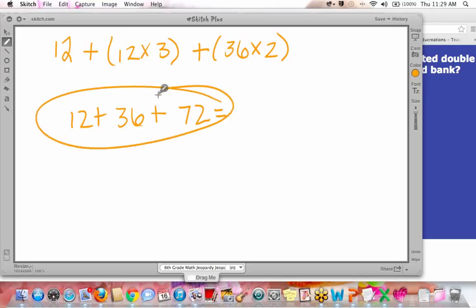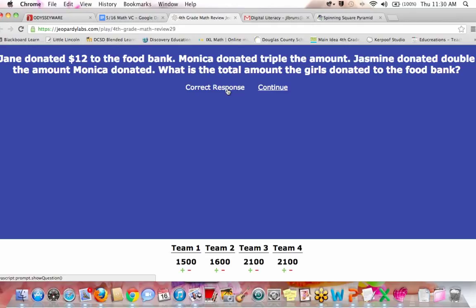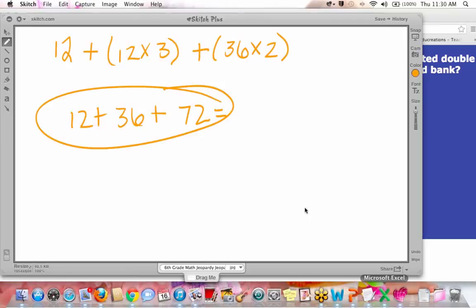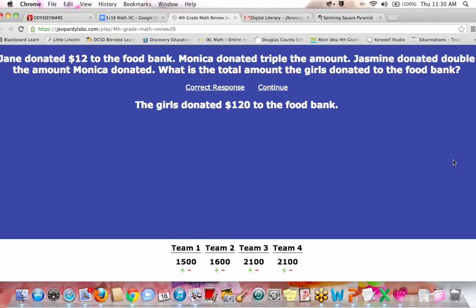And what do you guys come up with? Okay, so you're typing it into the chat, and it looks like when you add up all of those numbers, it's $120. So a couple people were off by just a little bit, but 12 plus 36 is 48, and then you had to add 48 to 72, and you'll come up with 120. All right, let's give out some points and move on.